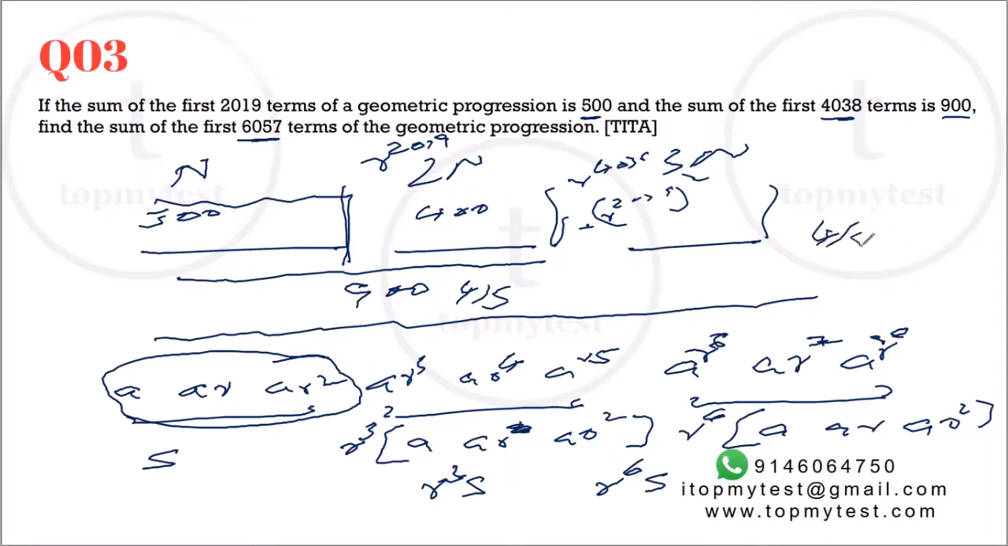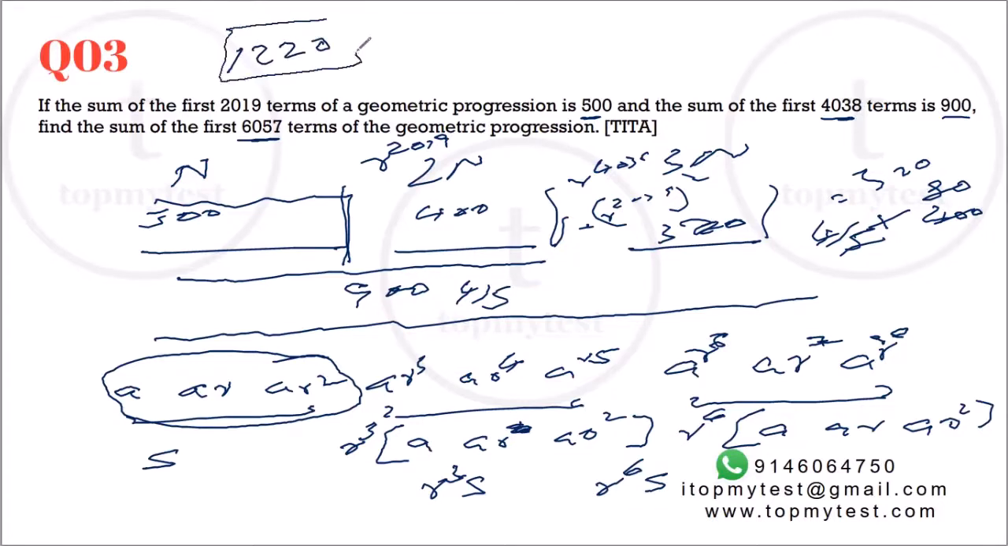So this will be 4/5 of 400, that is 80 into 4, 320. So the last n terms will add 320 to the sum. The question is, however, what is the sum of the entire series? Entire series will be 900 plus this 320, 1220.